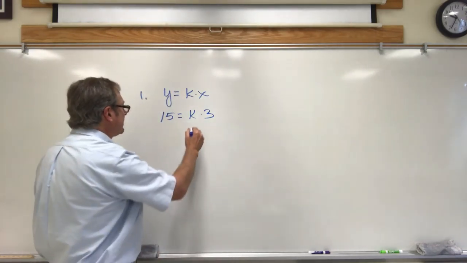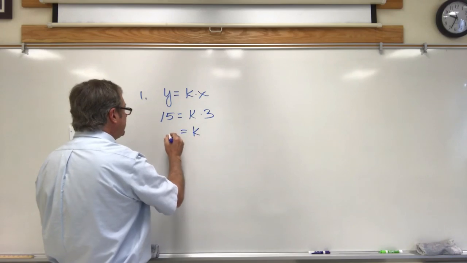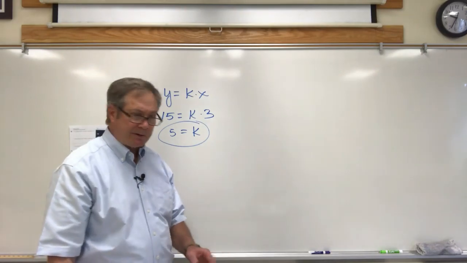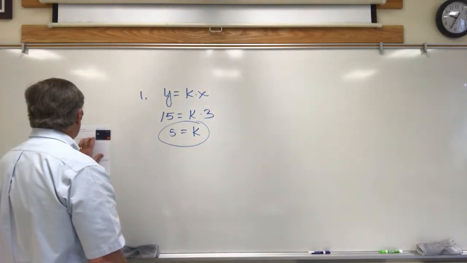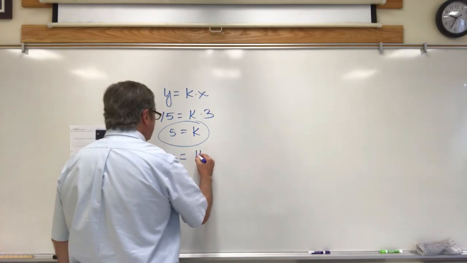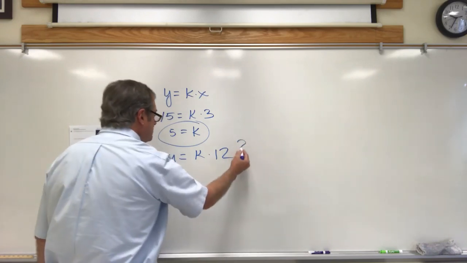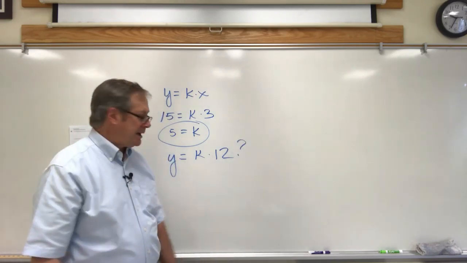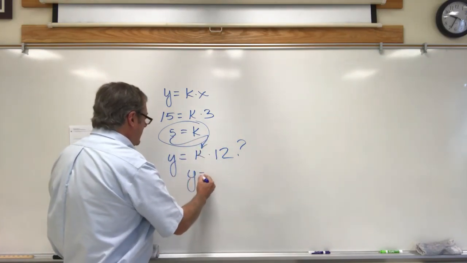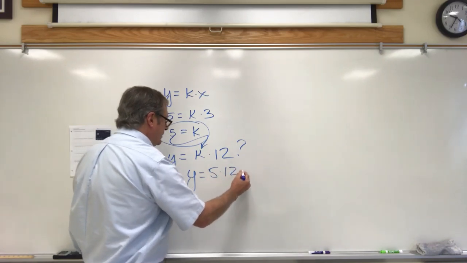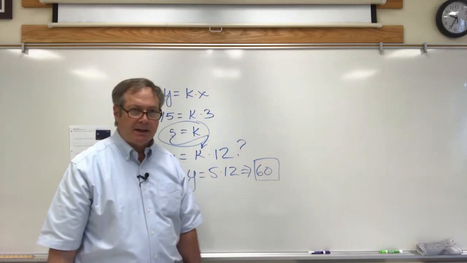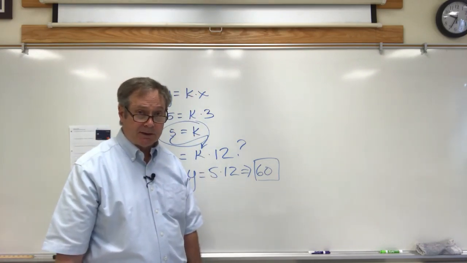Well, how do we solve for k? We divide both sides by 3, and so k is equal to 5. All right, that's the first step. We've solved for k. Then we're asked to find, well, what is y when x is 12? Well, we need to know what k is, but we just figured it out. So we have that y is equal to 5 times 12, which is going to be 60. And that's literally as difficult as it gets.